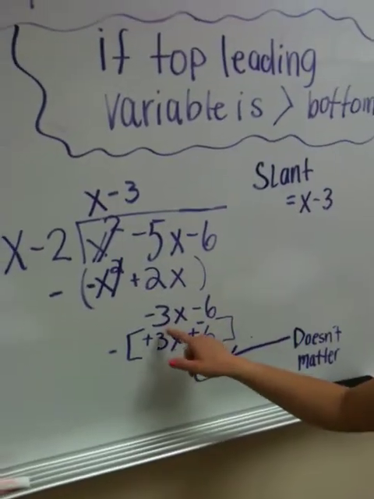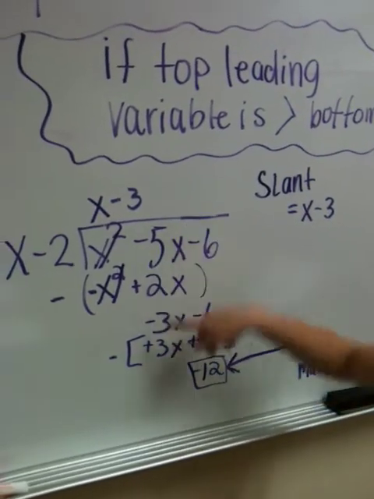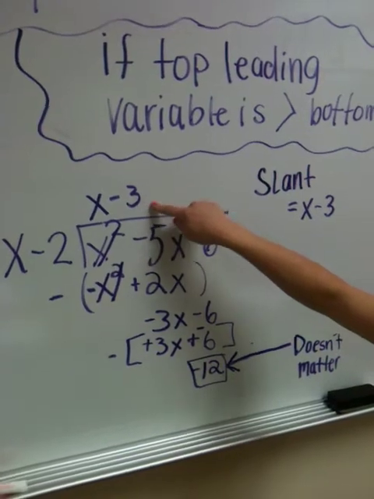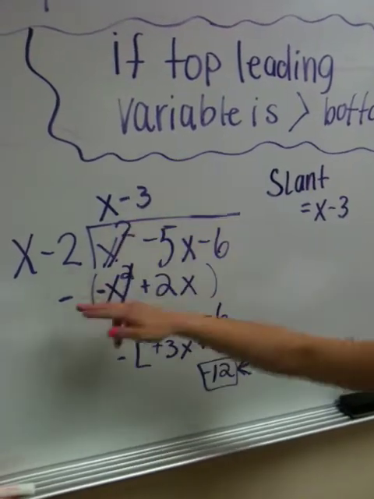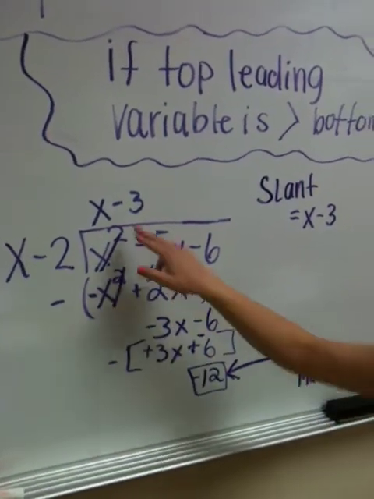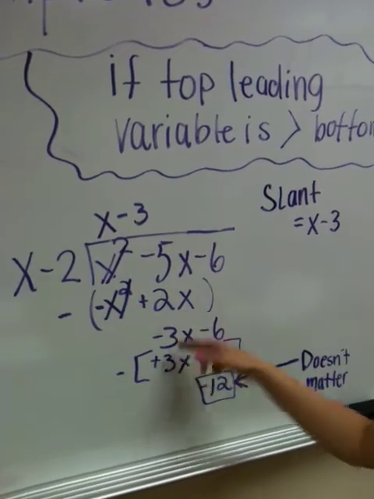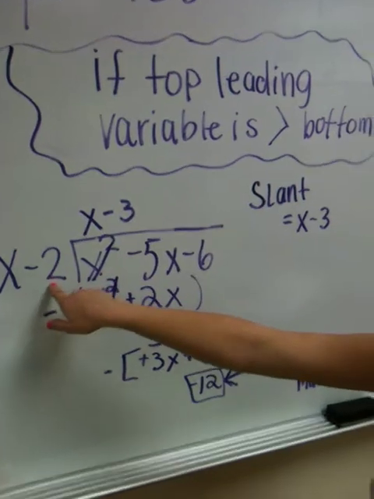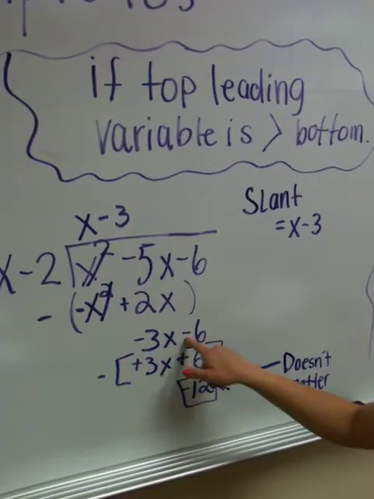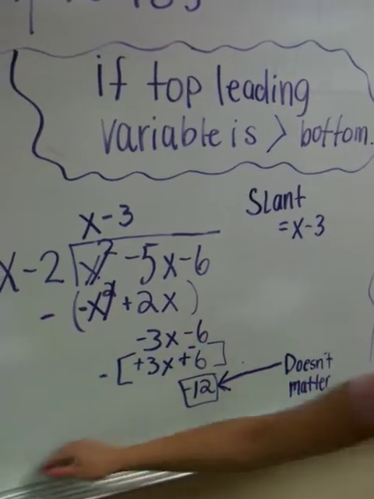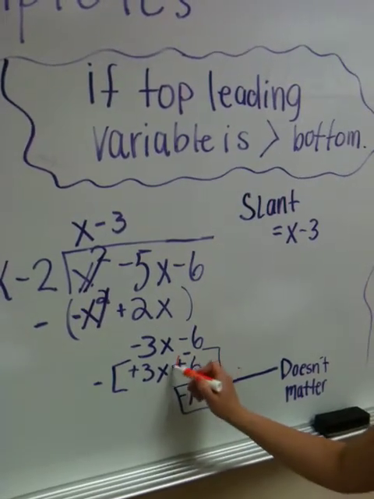So then how do we find the negative 3? What times x will give you negative 3x? And that's a negative 3. So negative 3 times x equals negative 3x. And then negative 3 times negative 2 equals a positive 6. Oops. Oh, it is positive.